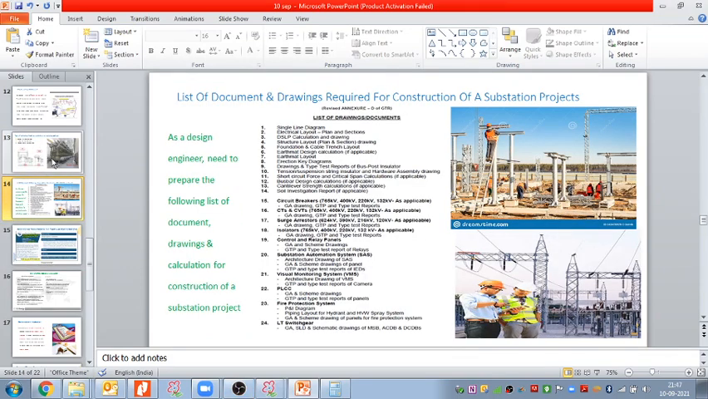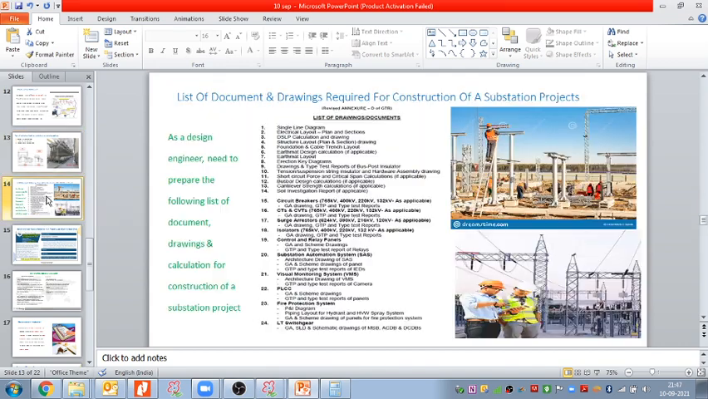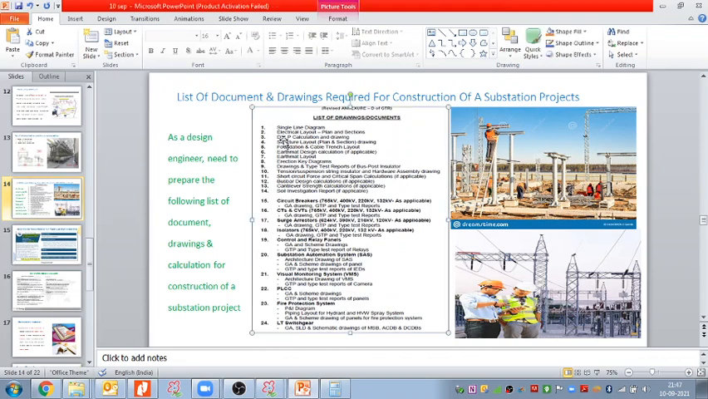Now, to make any AIS or GIS type substation, what kind of documents and drawings are required for the construction of a substation project? As the design engineer, we need to prepare the following list of documents, drawings and calculations for construction of a substation project. Single line diagram, that is the first drawing.